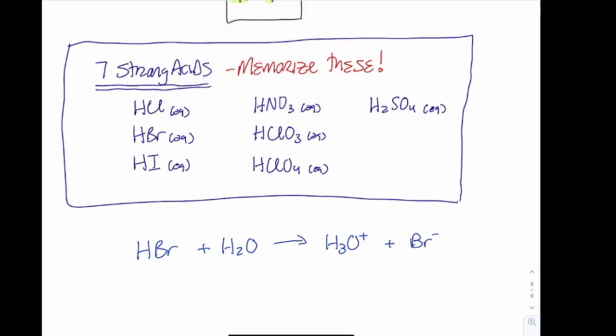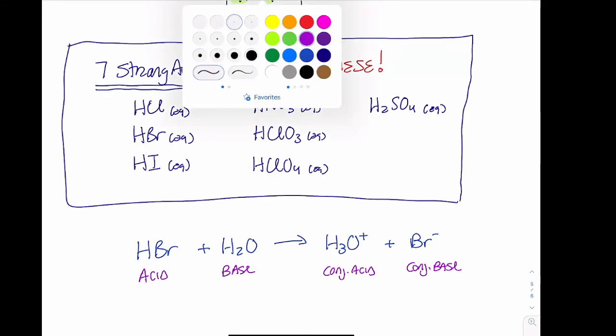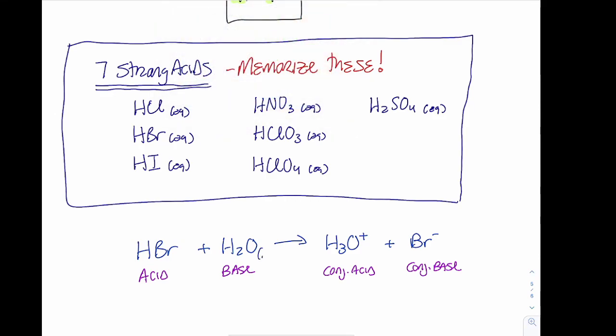So this is my acid. Water is acting like a base. Water can act both like a base and an acid. This is my conjugate acid, and then this is my conjugate base. Remember, acid-base pairs are going to differ by 1 proton and only 1 proton. Water is a pure liquid, and then all of these others are in aqueous solution. They're in water. And honestly, this is the better way to write it.